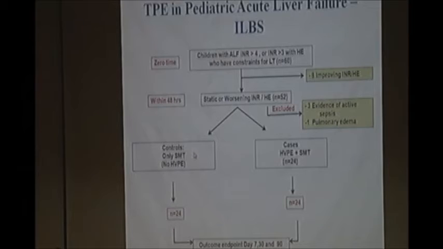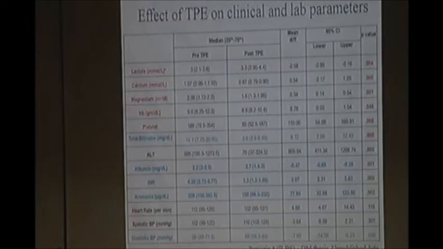Now what we see in her data is that there was a decrease in bilirubin, albumin, INR, and ammonia. That is all expected, that will happen with therapeutic plasma exchange. This is the 12 hours post plasmapheresis value. And there was improvement in diastolic BP, suggesting that there was improvement in SVRI.